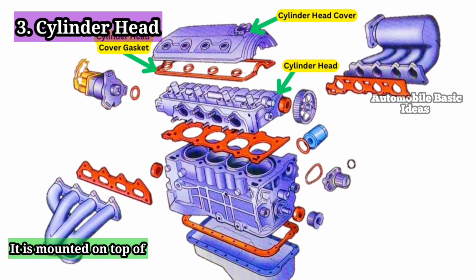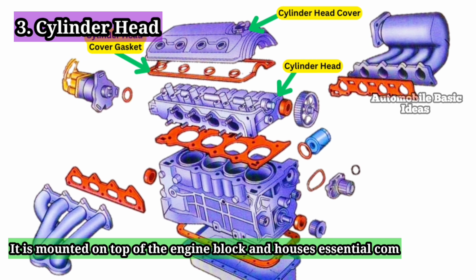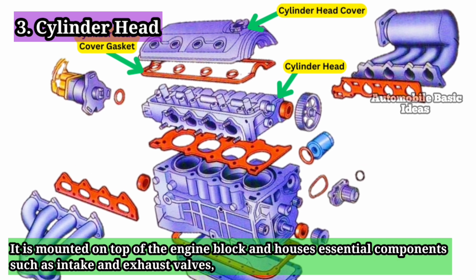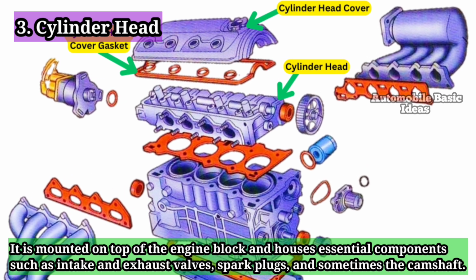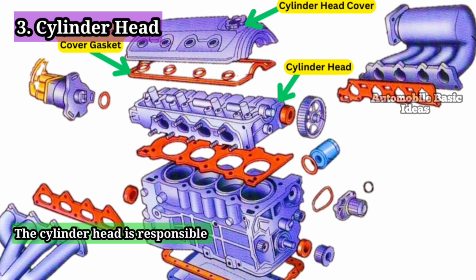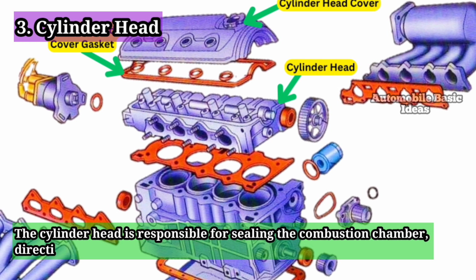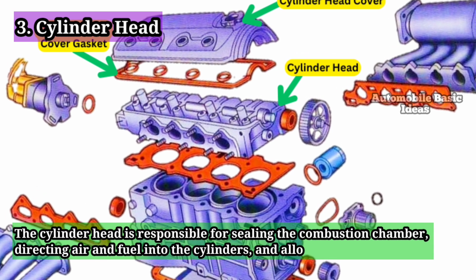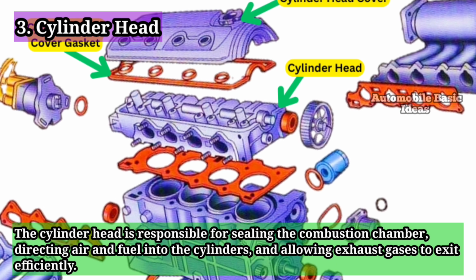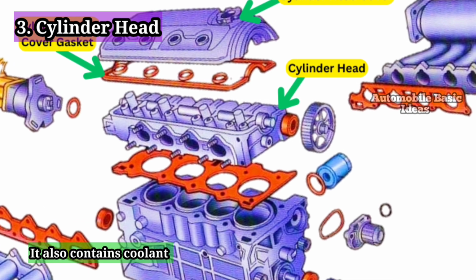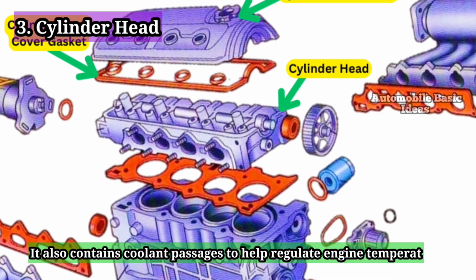3. Cylinder head. The cylinder head is one of the most critical components of an internal combustion engine. It is mounted on top of the engine block and houses essential components such as intake and exhaust valves, spark plugs, and sometimes the camshaft. The cylinder head is responsible for sealing the combustion chamber, directing air and fuel into the cylinders, and allowing exhaust gases to exit efficiently. It also contains coolant passages to help regulate engine temperature.